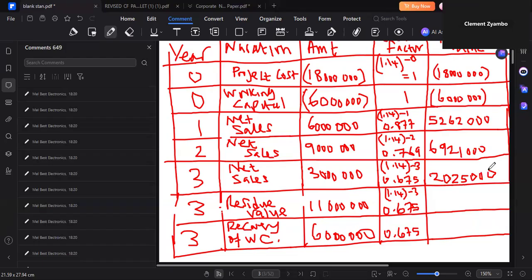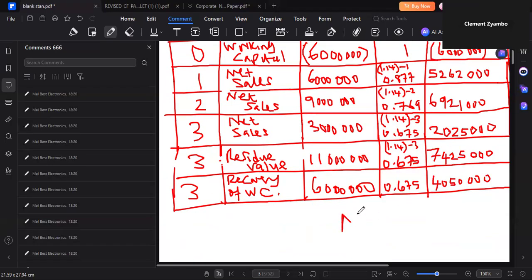Then the other one is 11 million by 0.675, 7 million 425,000. Then 6 million recovery of working capital by 0.675, 4 million 050,000.